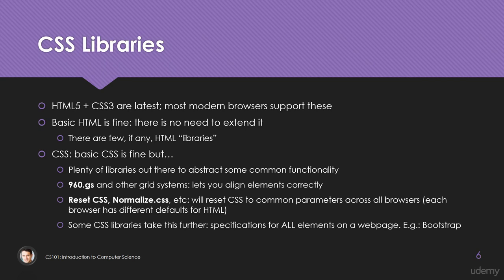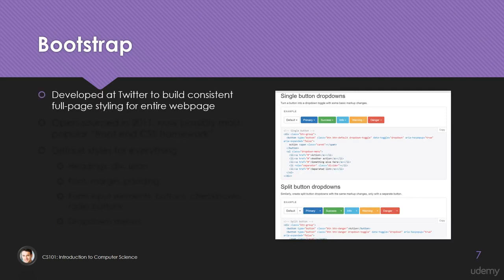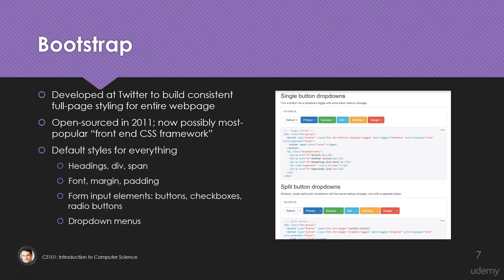And some CSS libraries are very advanced. They let you control every element on your web page, for example, Bootstrap. So I'm going to talk a little bit more about Bootstrap because it's so popular. It was developed at Twitter to build consistent full page styling for your entire web page. It was open sourced in 2011, about 6 years ago, and it's probably the most popular front-end CSS framework right now. So it has default styles for everything: headings, div, span, font, margin, padding, form elements, drop-down menus.